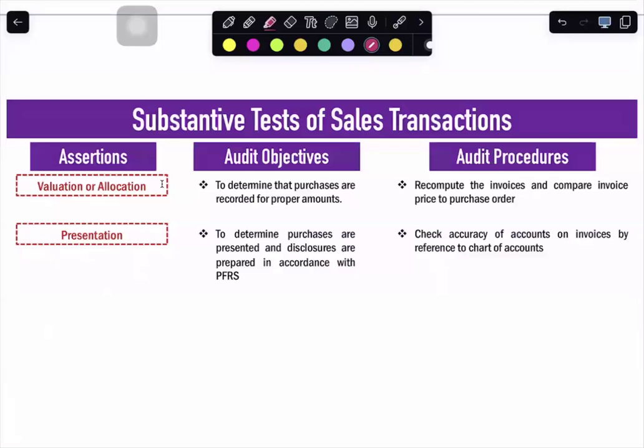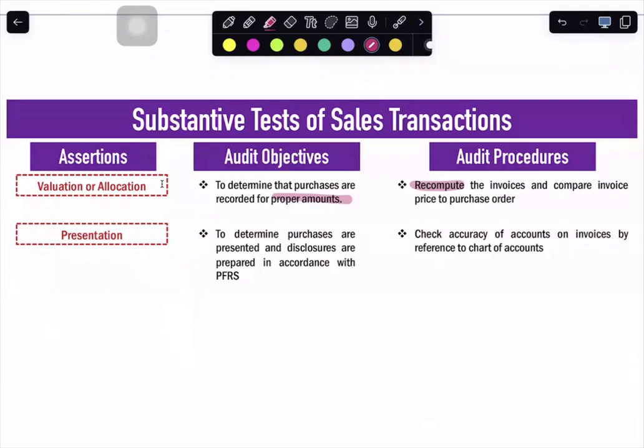Another assertion, valuation or allocation. The audit objective here is to determine that purchases are recorded for proper amounts. So the main audit procedure, since we're talking about valuation or allocation, is that we can recompute invoices or we can compare the invoices to the purchase order. So if in the purchase order it is 100, then on the invoice it should also be 100.